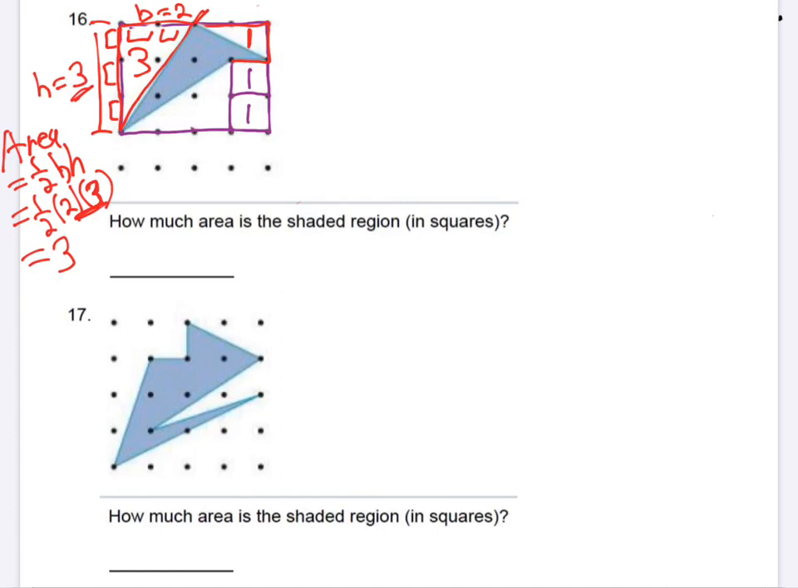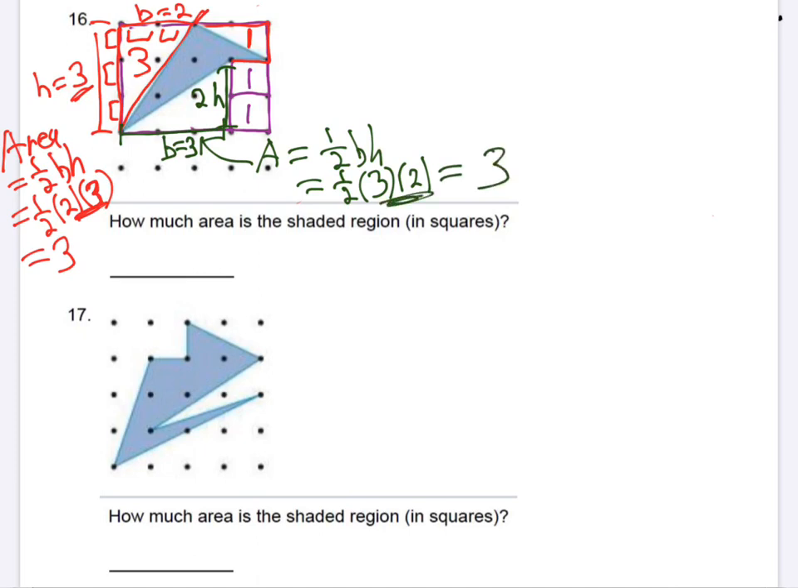Let's do the same thing right here. Area of a triangle, half base times height. So this is the height, which is 2. This is the base, which is 3. Same thing. So it's a half of 3 times 2. 3 times 2 is 6. Half of 6 is 3. So this is also 3.